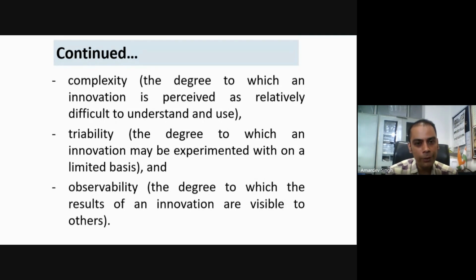And perceived ease of use is replaced by complexity, the degree to which an innovation is perceived as relatively difficult to understand and use. Two other factors that come into the picture are triability and observability. Triability means the degree to which an innovation may be experimented with on a limited basis, and observability means the degree to which the results of an innovation are visible to others. What are the benefits or pitfalls, deficiencies or weaknesses, or negatives? They are visible to others if we deploy a particular technology.